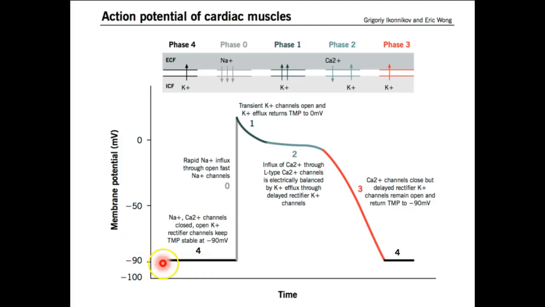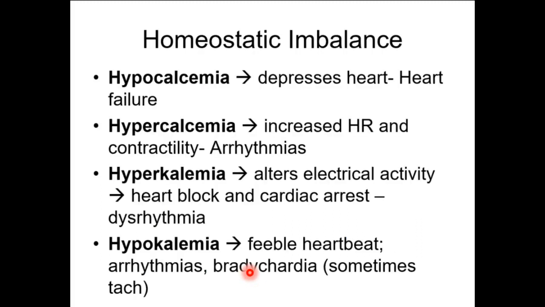If you have fewer potassium ions, is that going to depolarize or hyperpolarize the membrane? Hyperpolarize the membrane. And now you're sitting further away from threshold, which means action potentials are easier or harder? Harder. And then you're going to have less activity in your muscles, including your heart muscles. Feeble heartbeat, bradycardia.